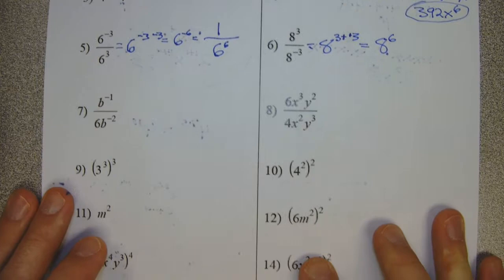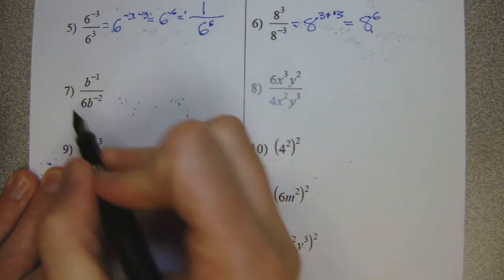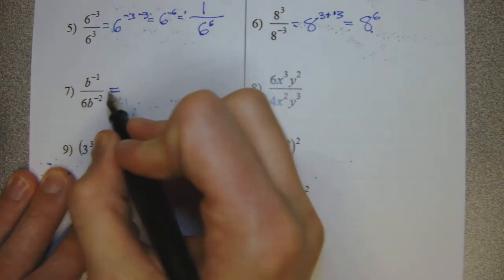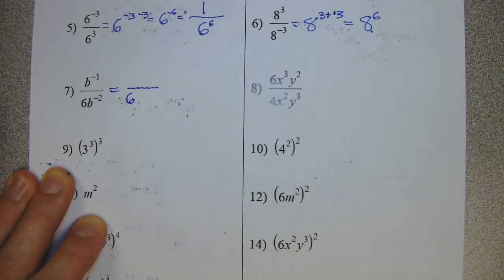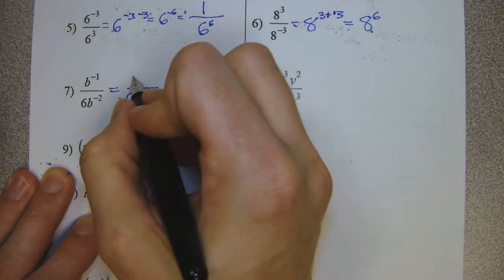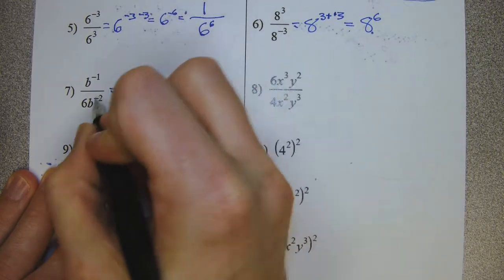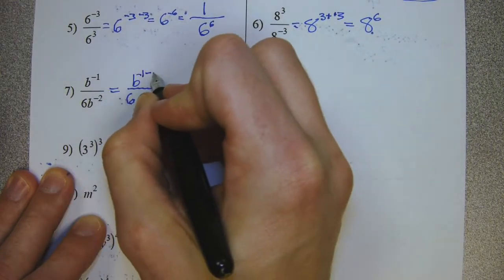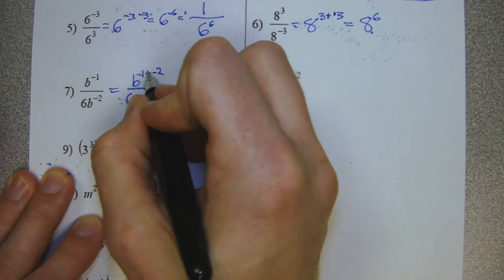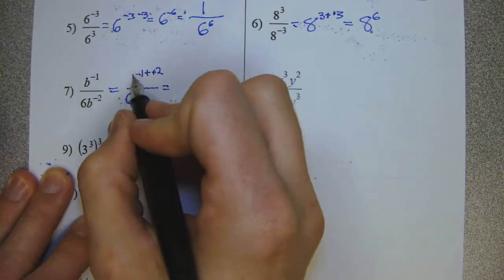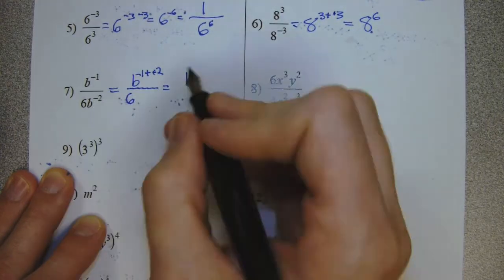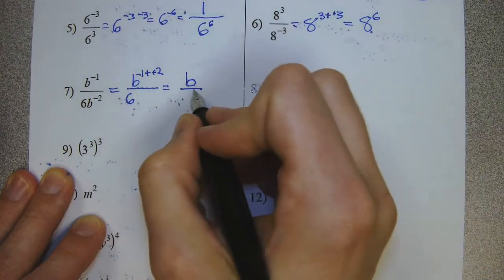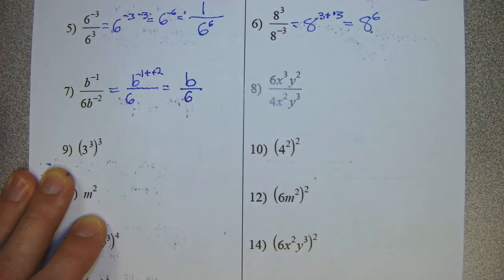Let's try it again. Number 7. I noticed that I've got this 6 here that's sort of on its own. So when I rewrite my fraction, I'm just going to go ahead and leave the 6. There's nothing for it to work with. For our b's, I have b to the negative first, subtract a negative 2. So again, add a line, change a sign. That will give me b to the first power. And again, I don't write powers of 1, so I'll just write it as b. And then the 6 didn't change. Cool. All done.